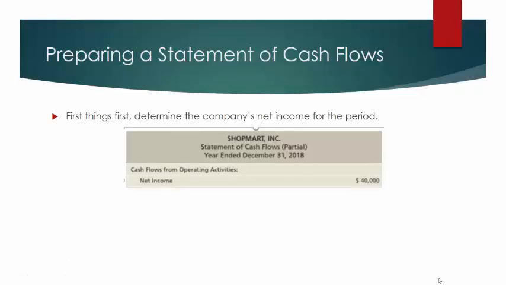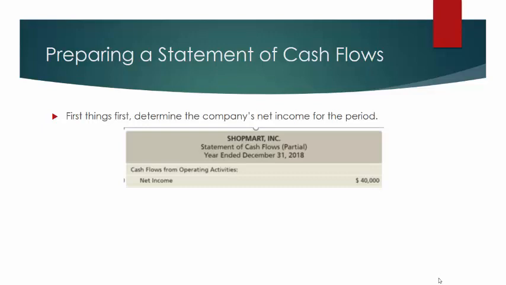Let's prepare the operating section using the indirect method. And this section is by far the hardest section of the statement of cash flows. Once you get through this, the rest of it is all downhill. And what we're going to be doing in this operating section is, again, adjusting our net income to how our normal operating activities changed our net cash position.